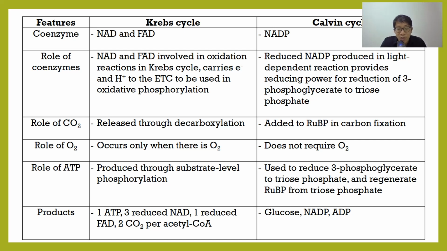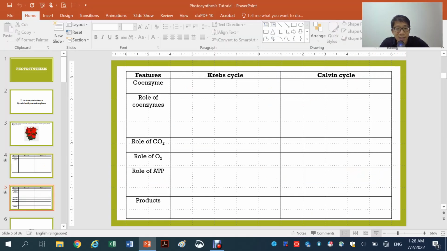So there's glucose, obviously, which forms from TP. 2 TP gives us a glucose phosphate. We have NADP after the reduced NADP is used in reduction. We have ADP after ATP is used in both reduction and regeneration of RuBP. So that would be just a quick contrast between the two cycles. All right.